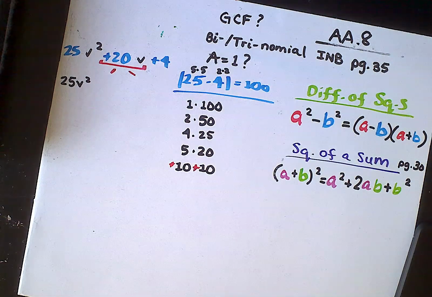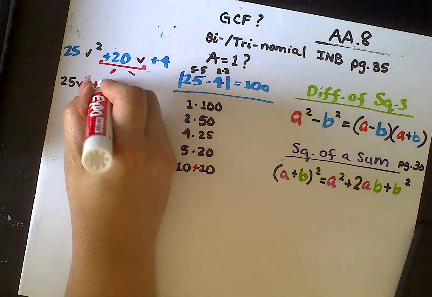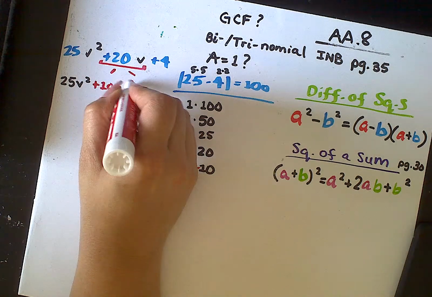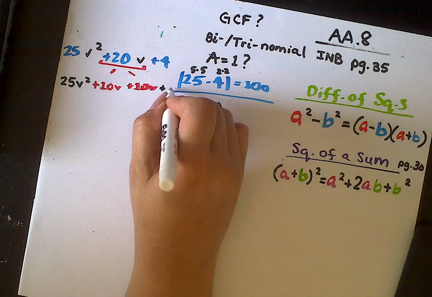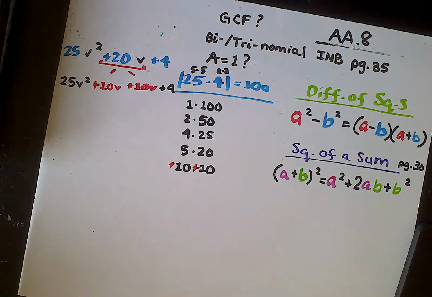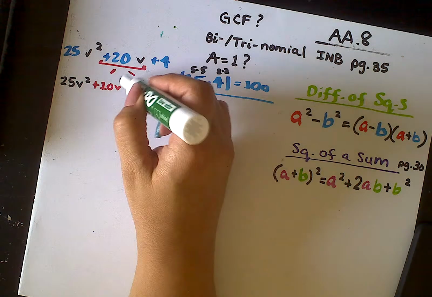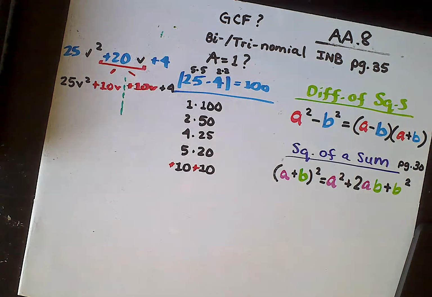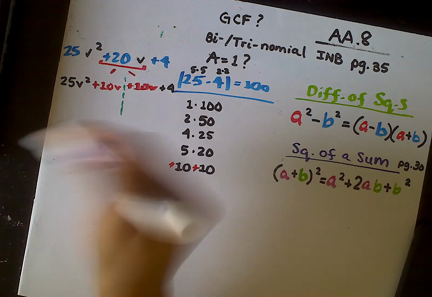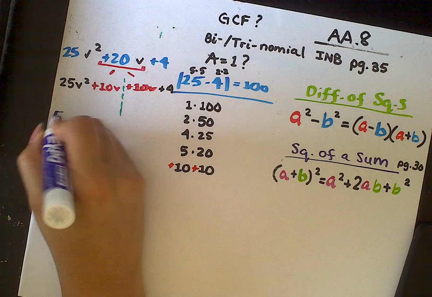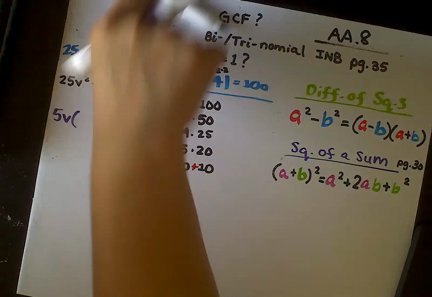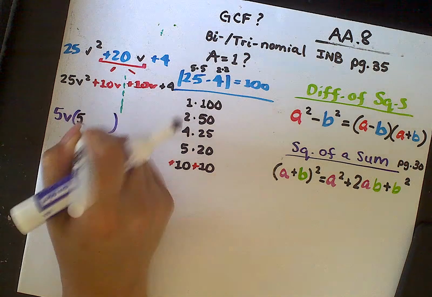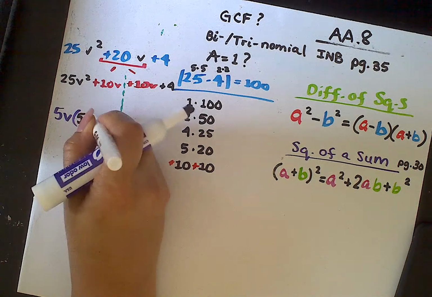25v squared plus 10v plus 10v and plus 4. Well, that looks really tiny. Sorry about that. So now that I have my 1, 2, 3, 4 terms, I can split it down the middle and start factoring. So these two both have 5v in common, leaving me with 5 and then v.